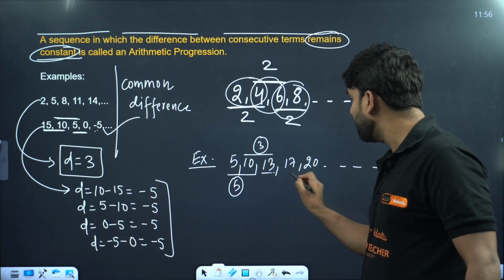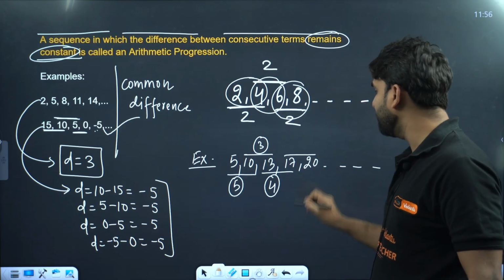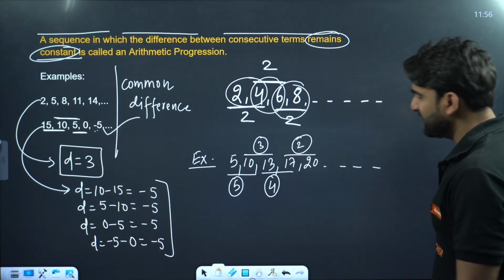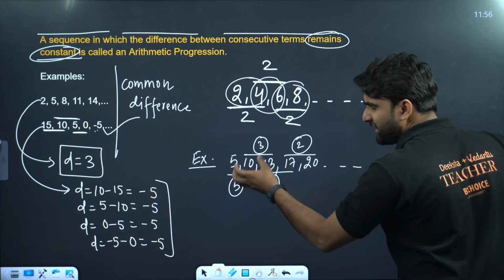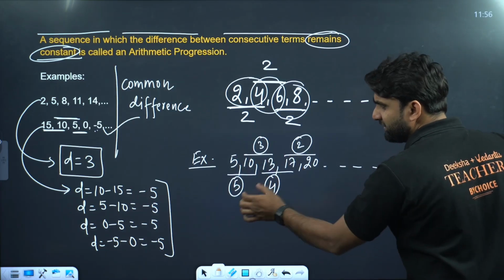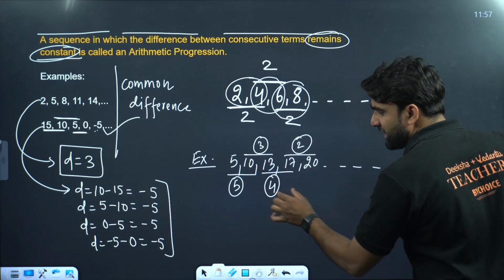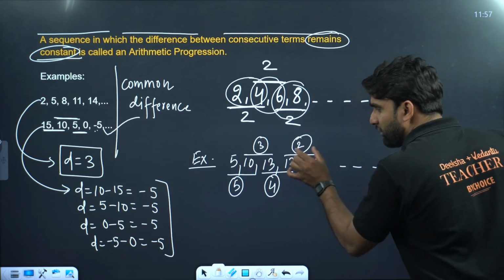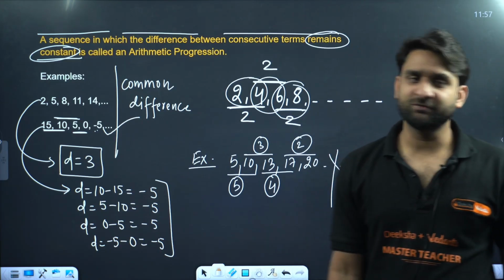Now find the common difference between 13 and 17, that will be 4. Now the common difference between 17 and 20 will be 2. The common differences are very unsystematic, very random. Sometimes it is 5, somewhere it is 3, then 4, then 2. So this will not be an AP.